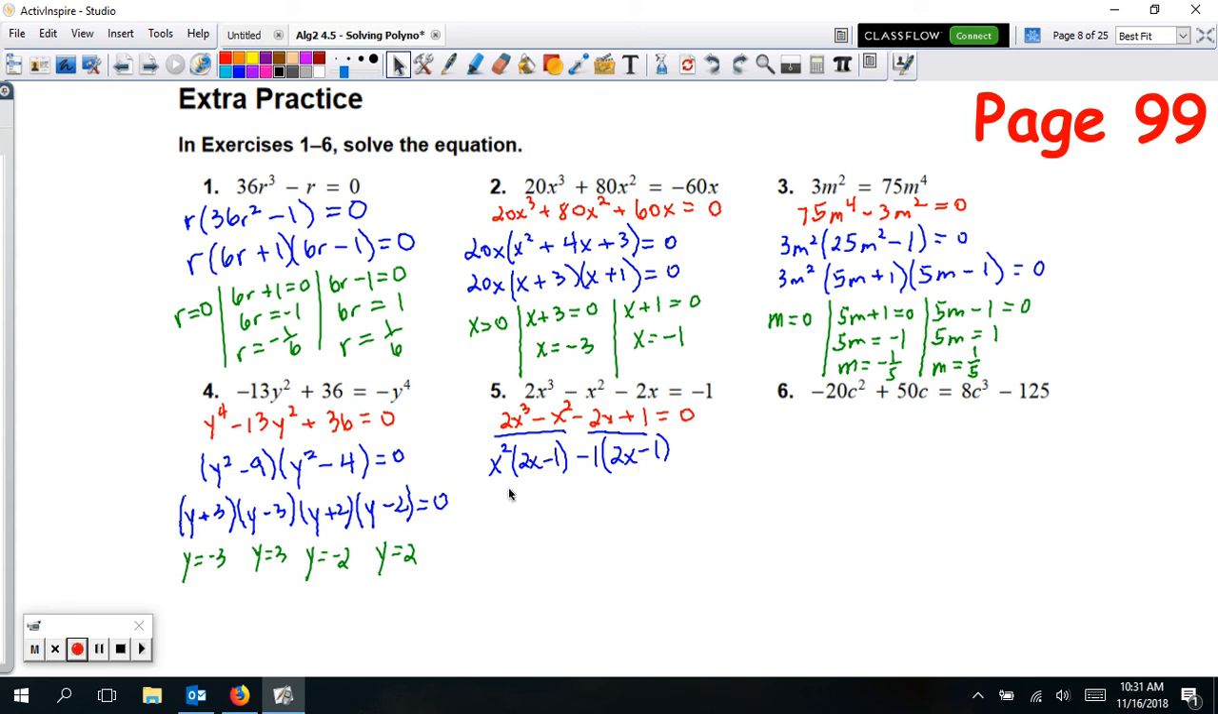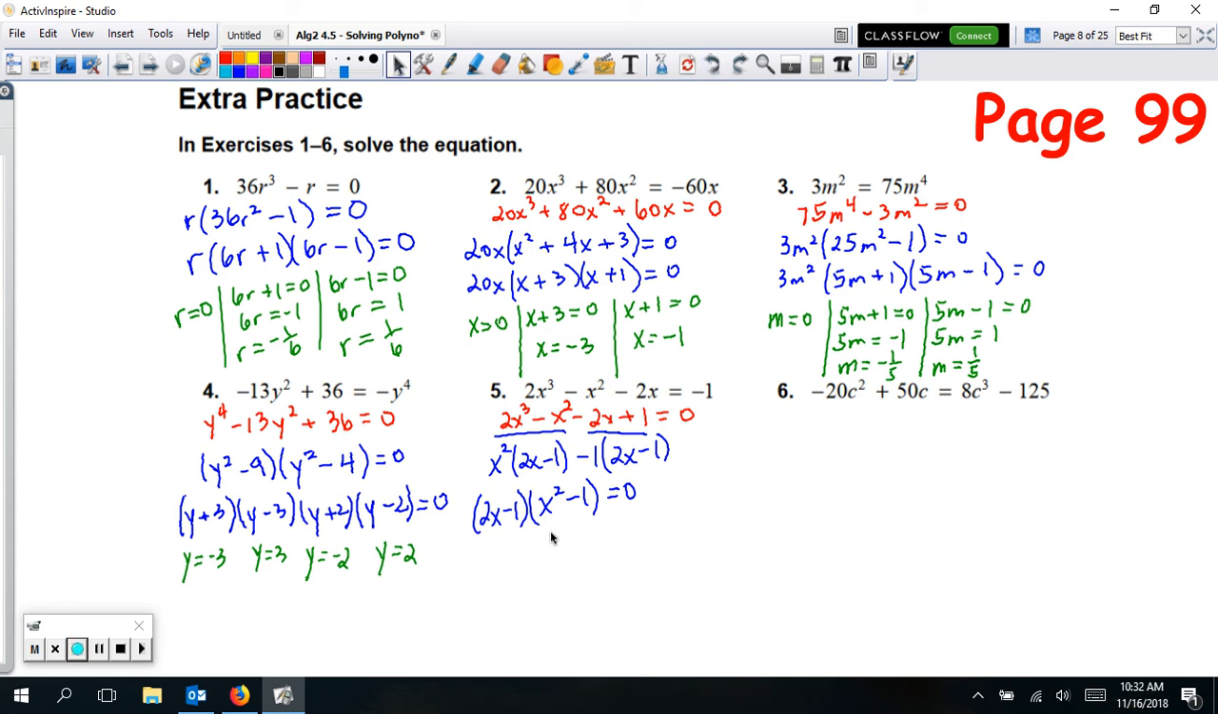So that is one of the factors of this 4-term polynomial. 2x minus 1 is a factor of that. The other factor is what we factored out, the x squared minus 1. So there's our 2 factors from the grouping.